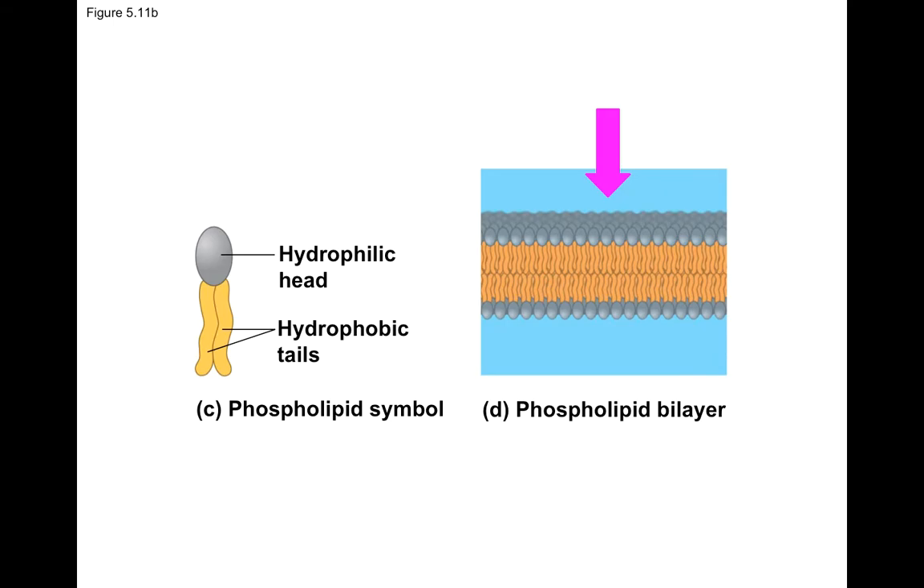The phospholipid bilayer forms the boundary between the cell and its external environment. We'll discuss the cell membrane in more detail when we get to cell transport.